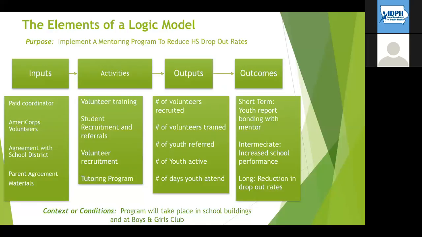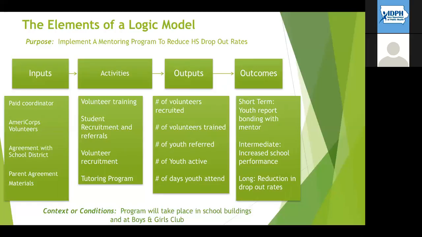So our purpose is to implement a mentoring program to reduce high school dropout rates. Look at the very bottom. We see the context right here, or conditions it's sometimes called: the program will take place in school buildings. And our context or conditions are, it's going to take place in school buildings, or at the Boys and Girls Club, or at the YMCA, whatever that context is.